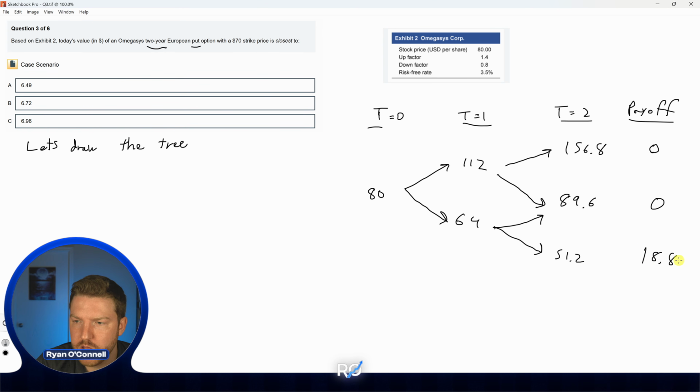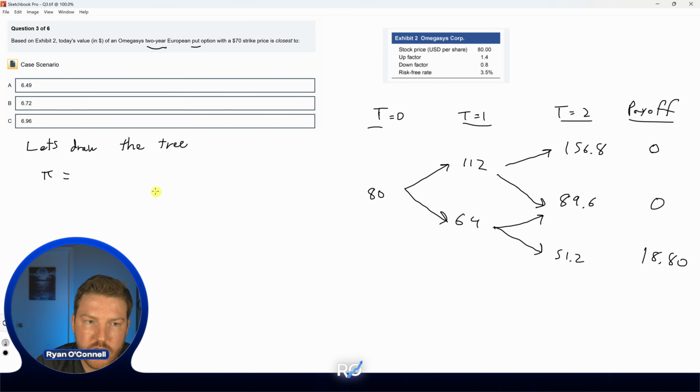Yeah, 18.8. So yeah, $18.80. So now we basically have figured out all these possible payoffs. Now we need to figure out what's the probability of each of these payoffs actually happening. So we should figure out what is the probability of an up move at any given time.